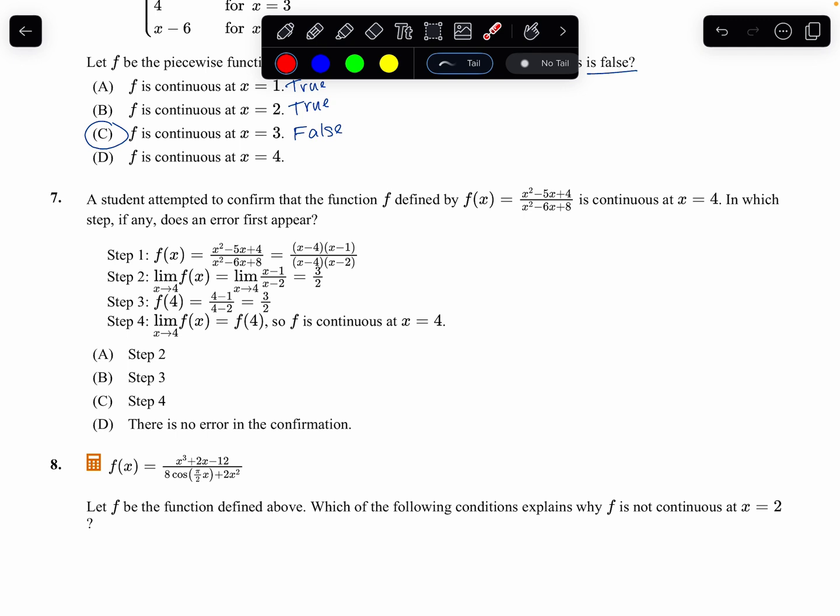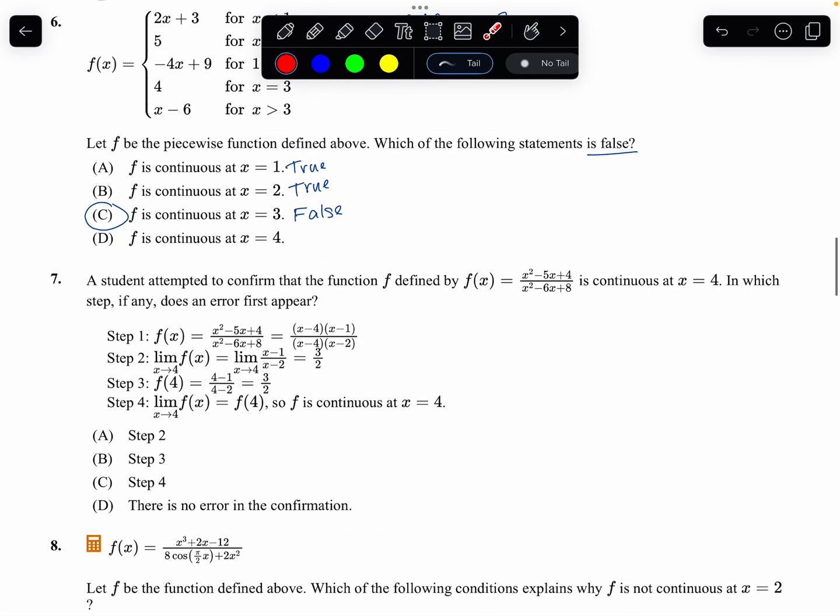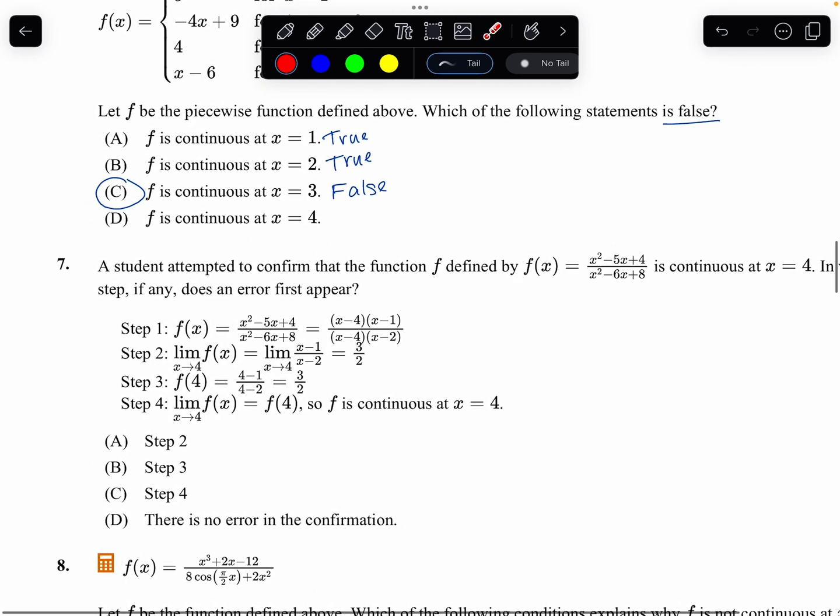Example 7, we have a student who attempted to confirm the function f defined by this right here is continuous at x equals 4. In which step, if any, does an error first appear? Okay, so step 1, let's see what the student did. In step 1, it looks like the student factored the function. I think that's a good call. And then in step 2, the limit as x approaches 4 of f of x, he's evaluating the limit at x equals 4.